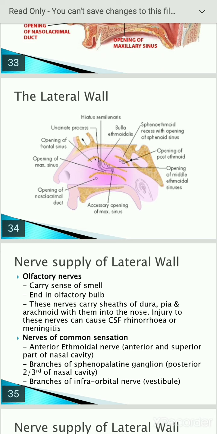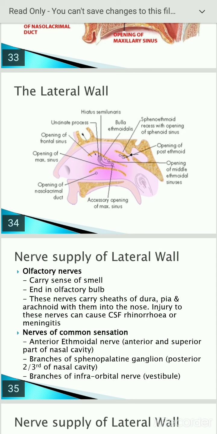sphenoethmoidal recess in which sphenoid sinus opens. Posterior ethmoid cells open in the superior meatus and middle ethmoidal sinus also opens in the middle meatus.